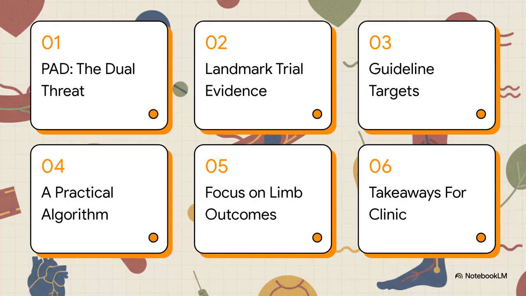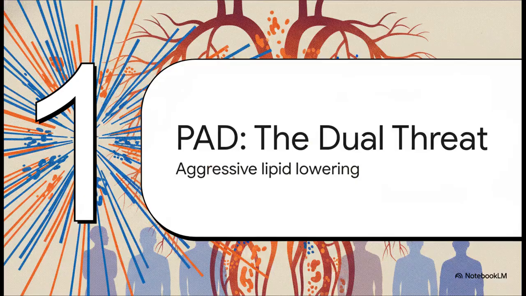Okay, so here's the plan. We'll kick things off by talking about why PAD is a dual threat. Then we'll dive into the big trials, figure out what the guidelines are actually telling us to do, and then build a step-by-step algorithm you can use in your clinic. We'll put a special focus on limb outcomes and then wrap it all up with some key takeaways. Sound good? Right. First up, PAD, the dual threat.